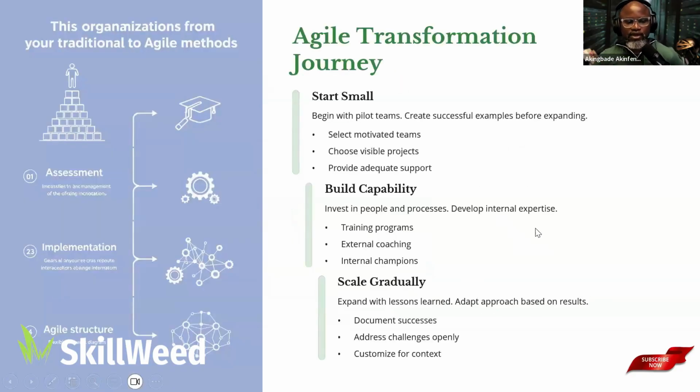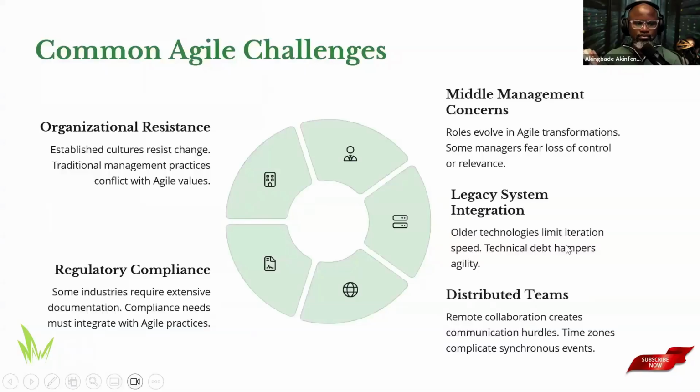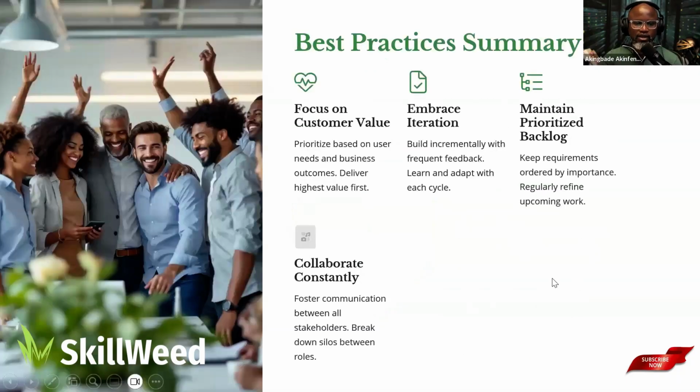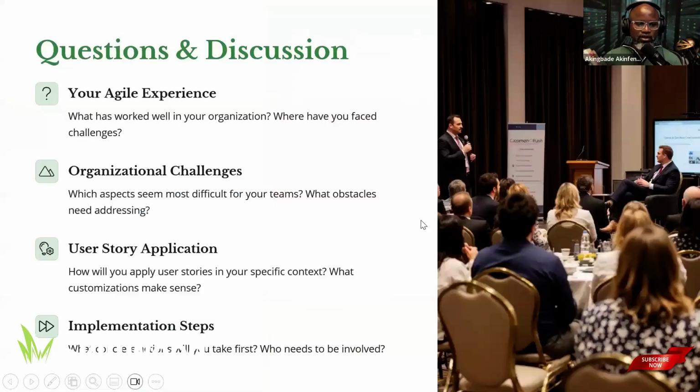Agile transformational journey: remember, the whole principle of Agile is that we want to make sure we can break projects into smaller sizes and implement much more efficiently. We talked about the challenges already, so we'll skip that. The summary of best practices: focus on value, embrace iteration, keep the backlog prioritized, and constantly collaborate. So that's really the gist of it.